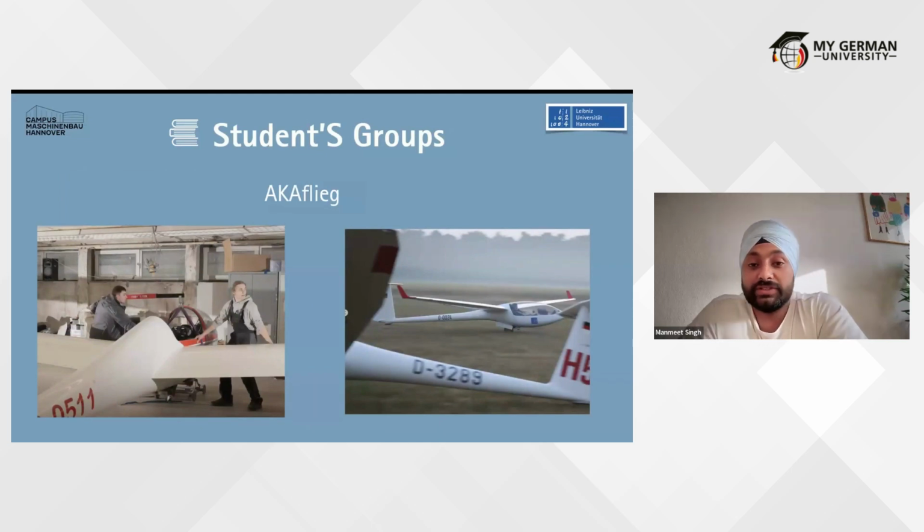We also have different student groups. So we have AK Flieg. That's the students who build the Flieger, like a small flying airplane, you can say, or gliders. It's a student-based group who have their own workshops. And in case you're a student of Leibniz, you can also fly with them.